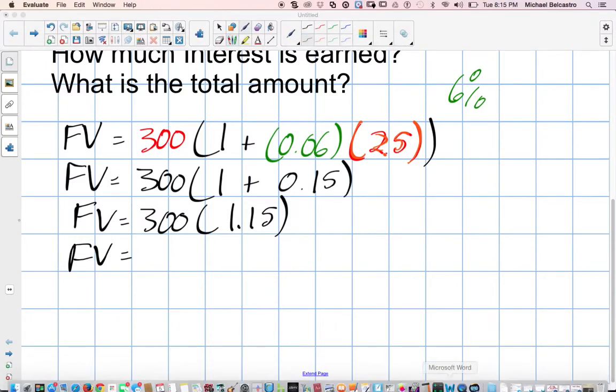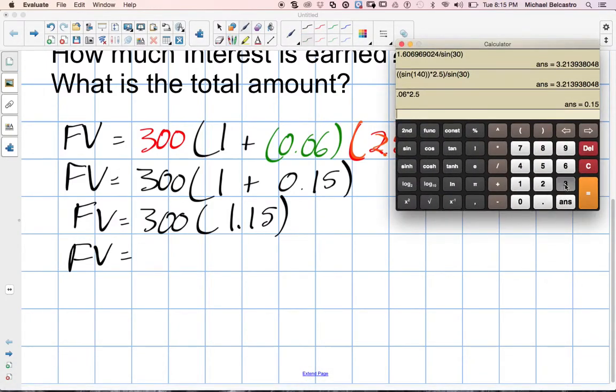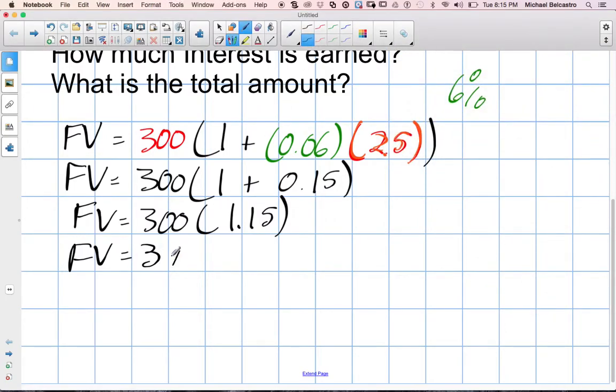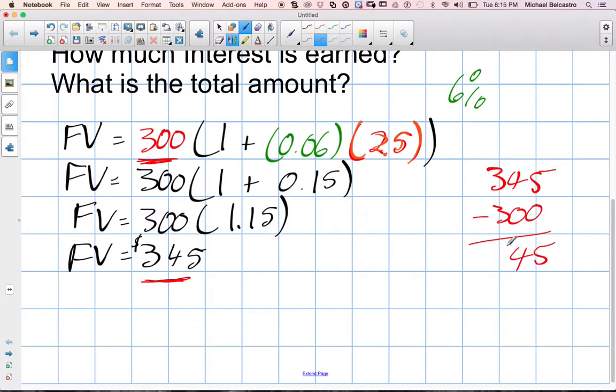So the future value is going to be equal to, calculator out, 300 times 1.15, 345. Great. So the future value is $345. So we found part 2. That's excellent. Part 1 asks how much interest is earned. Well, since we have this, we can now figure out how much we have now compared to how much we originally put in. Because we originally put in 300, we take our 345 and subtract our 300, and they earned $45 in interest.